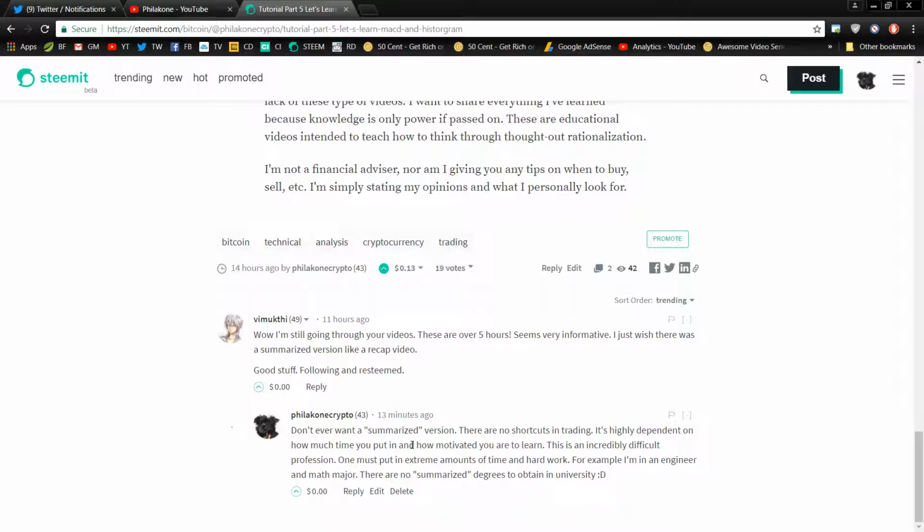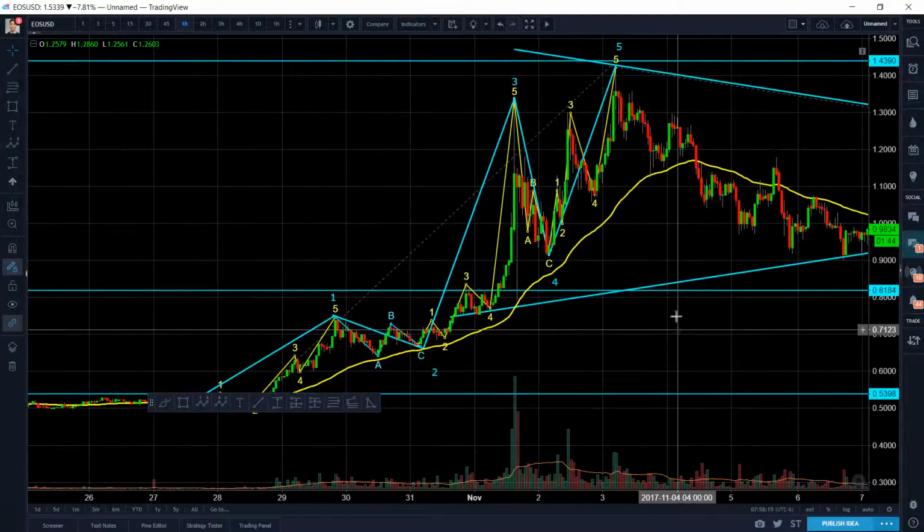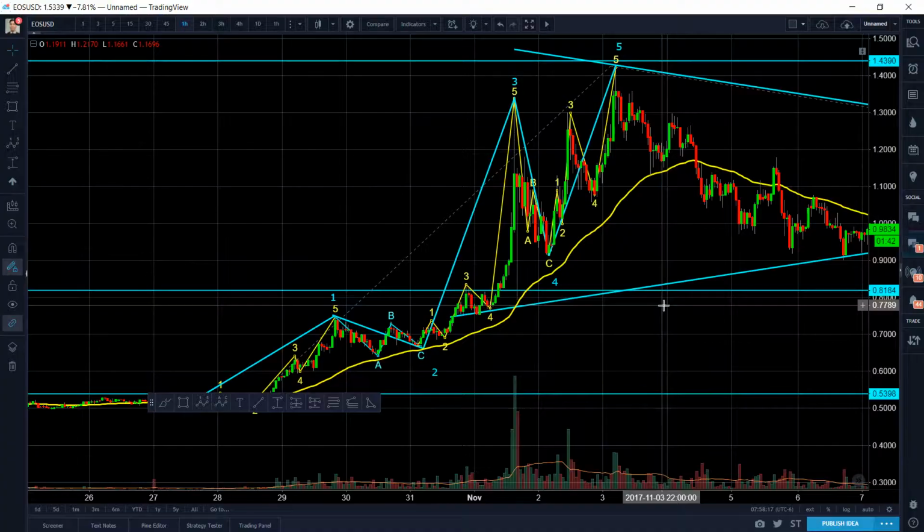There are no shortcuts in trading. It's highly dependent on how much time you put in and how motivated you are to learn. This is an incredibly difficult profession. One must put in extreme amounts of time and hard work. For example, I'm an engineer and math major. There are no summarized degrees to obtain in university. And I truly mean that, okay guys, that there are no summarized versions of shortcuts in trading.